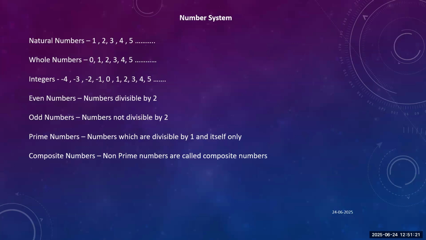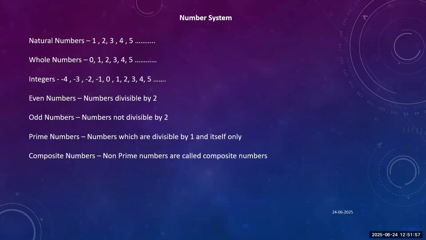Prime numbers are the numbers which cannot be divided by any other number except 1 and by itself. For example, take 3. The number 3, can you divide it by any other number? No. The number 7? No. Number 5? No. Then you have number 11. So all of these numbers are called prime numbers, which can be divided only by itself. No other number can divide it.